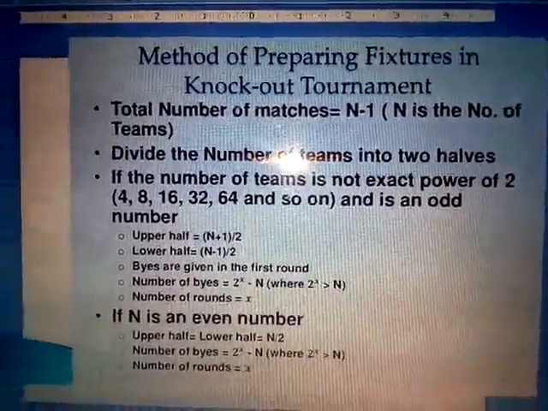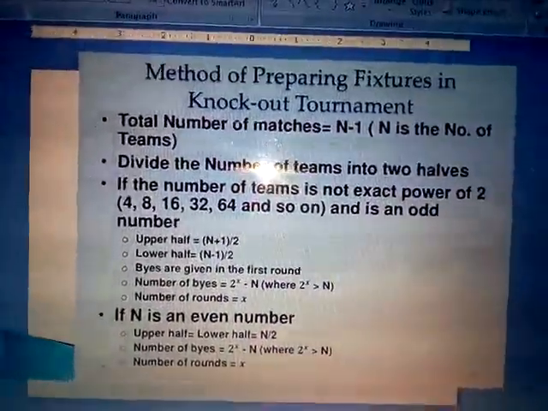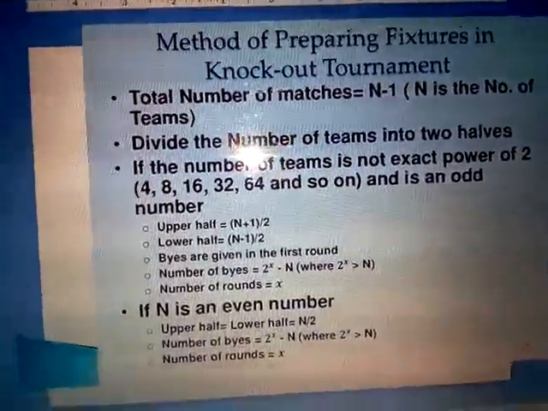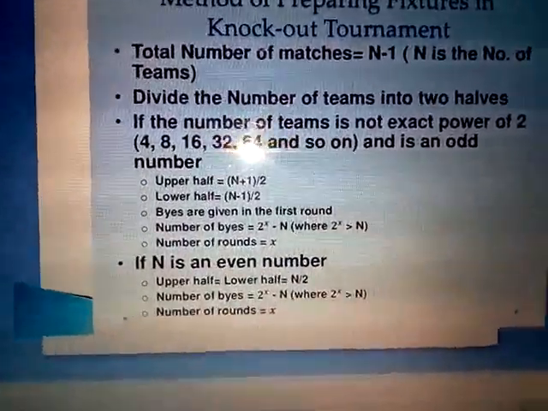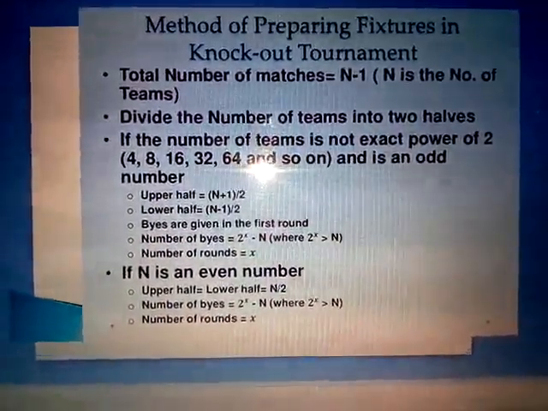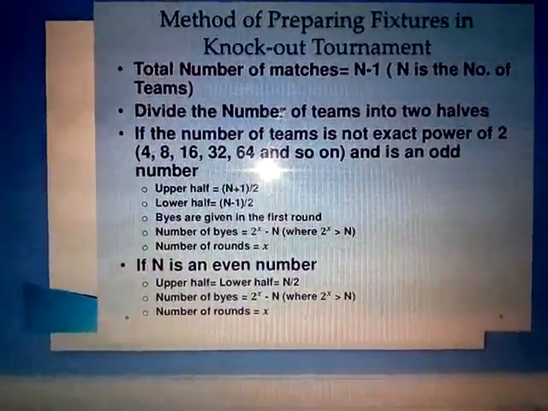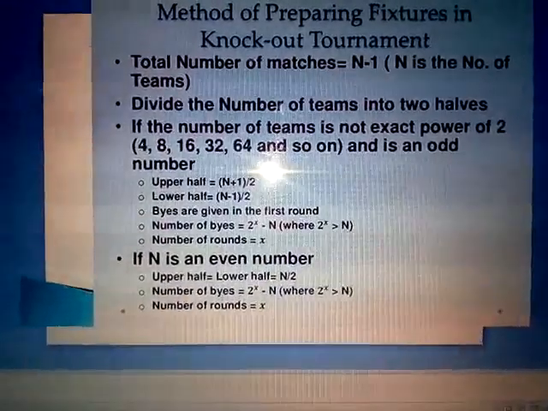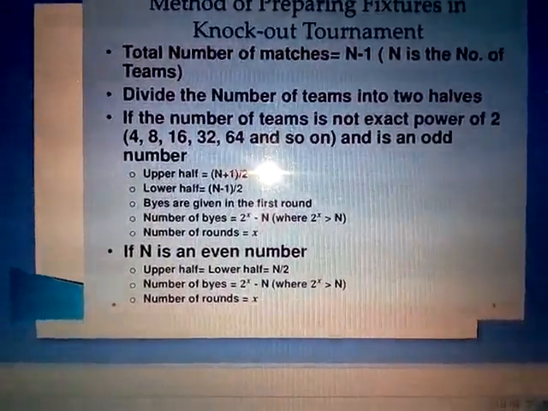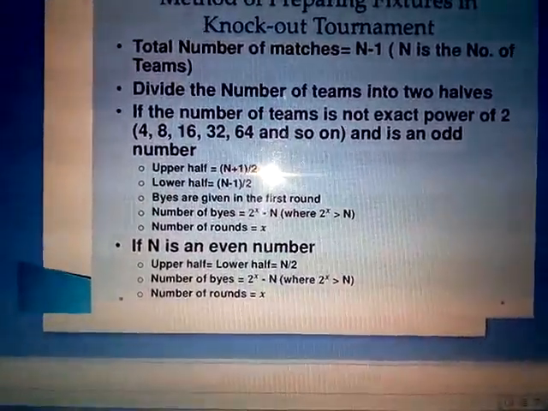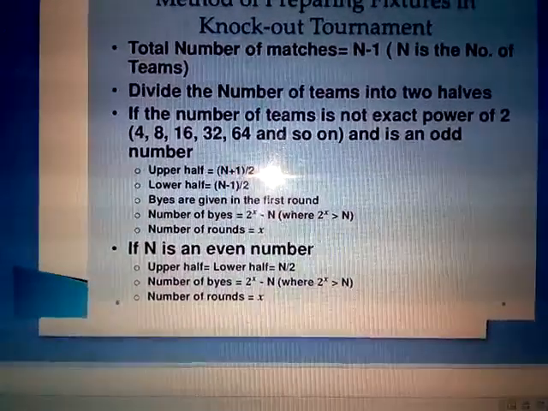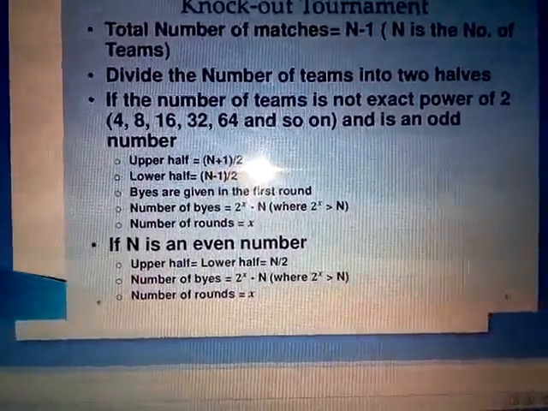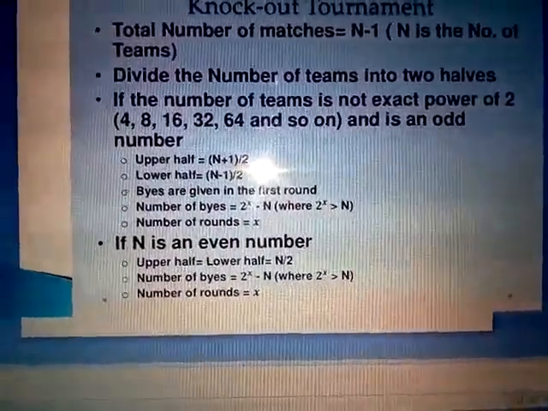Methods of preparing the fixtures in knockout tournaments. What are the methods we have to keep in mind before going for the fixtures of a knockout tournament? Always remember, knockout and league are completely different. In the knockout tournament, how to make the fixtures? First point, the total number of matches. The total number of matches is equal to n minus 1, where n stands for the number of teams. Suppose the number of teams is 12, then 12 minus 1 means there are 11 matches.